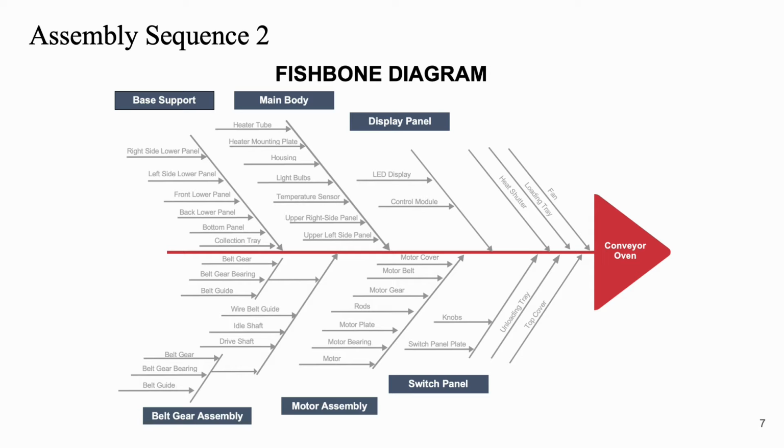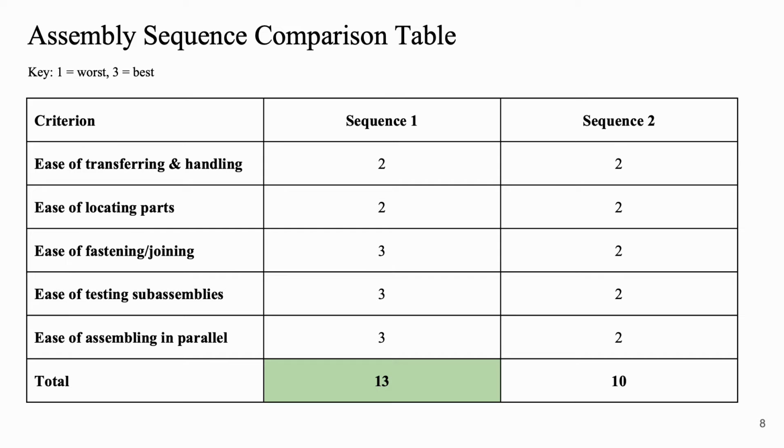In our second assembly sequence, we still have 6 sub-assemblies, but the display panel and the switch panel are interchanged. And also we removed the top cover and the fan from the main body sub-assembly, and we put it towards the end of the assembly sequence. We evaluated each assembly sequence against these criteria and concluded that sequence number 1 was more favorable.